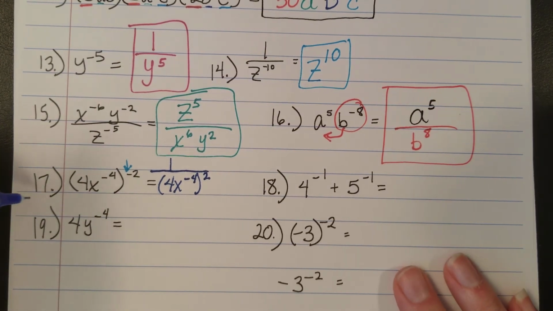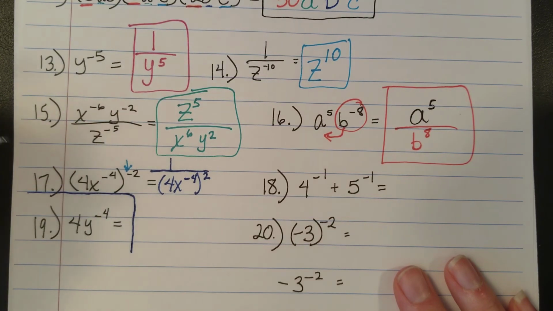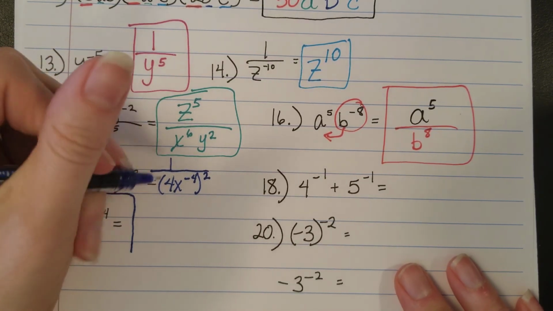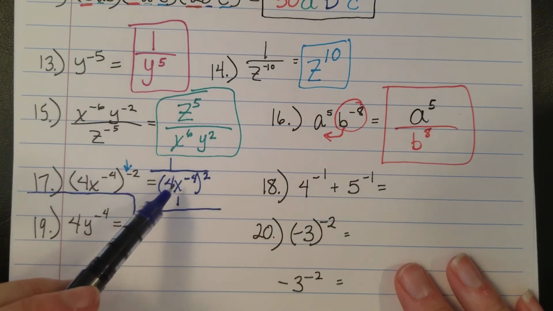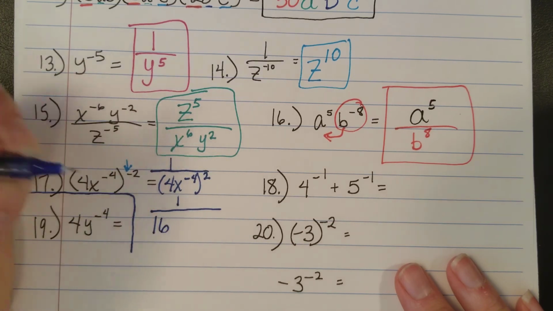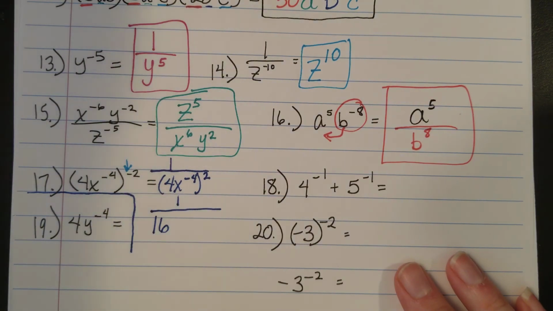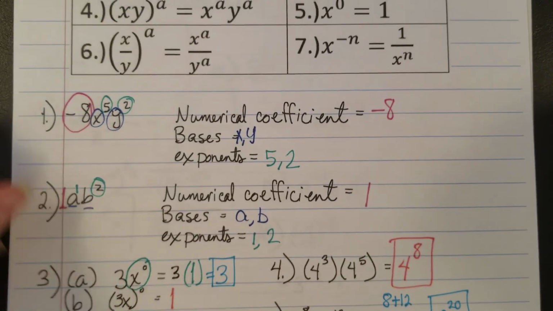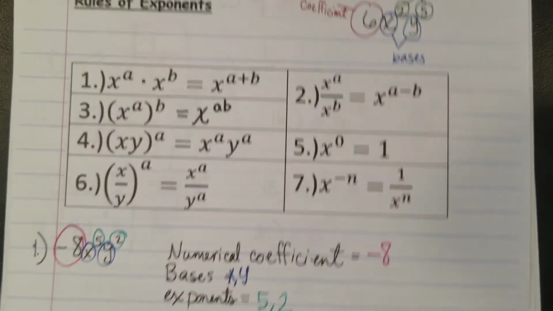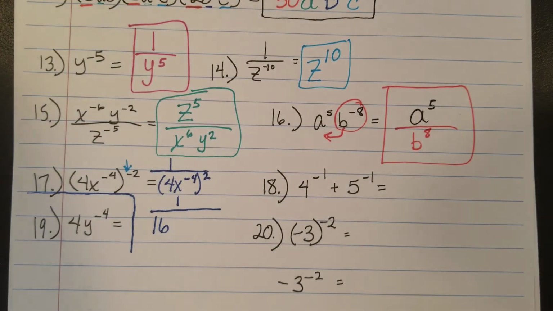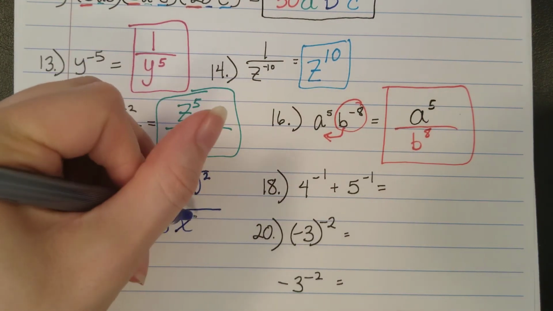Let's see. I need more space. Sorry, number 19. I'm going to take this space. All right, so it still has a 1 on top. Okay, so 4 squared is 16. All right, and then next we're going to multiply these exponents. That's another one of our rules, is that if you have an exponent raised to another exponent, you multiply the exponents. So negative 4 multiplied by 2 equals negative 8. So it's going to be x to the negative 8.